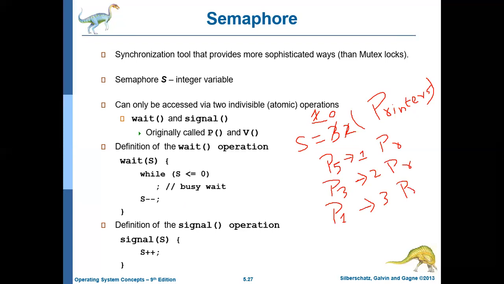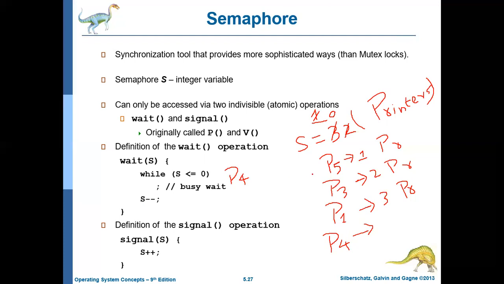Okay. Now say another process P4 comes. P4 wants a printer and it calls wait of S, which is an atomic instruction. There it checks whether S is less than or equal to 0. Yes, it is equal to 0. So it has to busy wait. P4 will be busy waiting here. It will keep on waiting. How long will it wait? Until S becomes greater than 0.